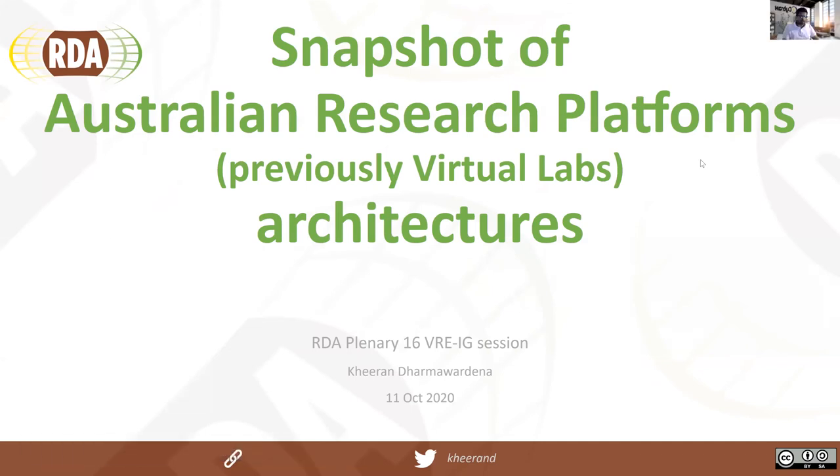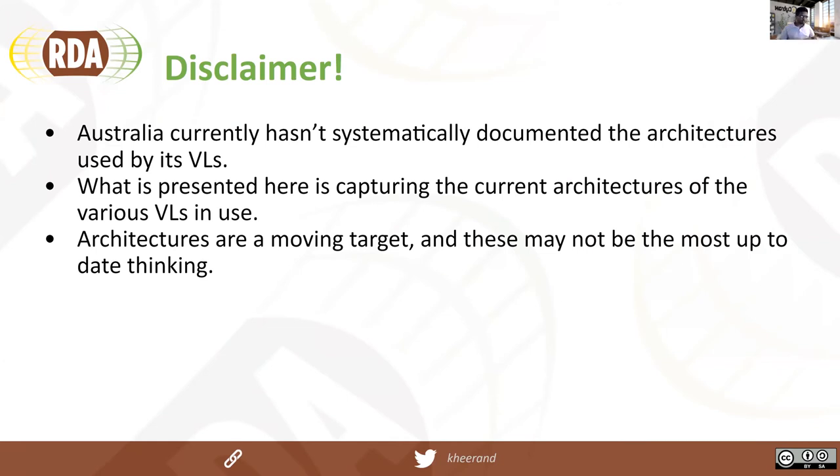So I'm going to give a very quick run through of what the landscape in Australia looks like for virtual labs, and now it's been called research platforms. So we're in the process of changing names as we're moving forward. And I'll explain that in a second. A disclaimer to start with, Australia doesn't have a systematically documented architecture that captures how the VLs are built.